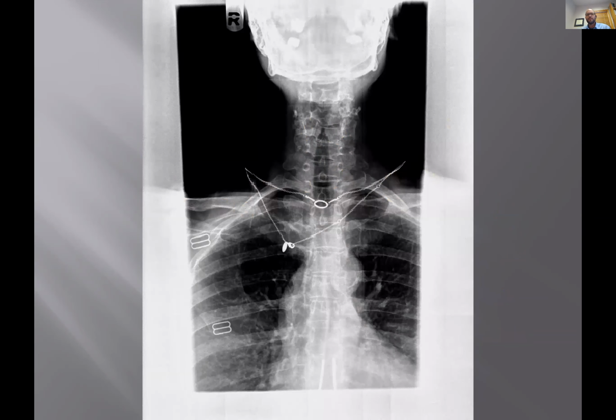All right, here we go. Next case, a 55-year-old female with a history of lupus. Okay, history of lupus. All right, take a look at this picture. Got the necklace on. Gotta love that.